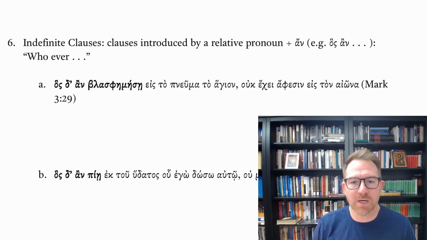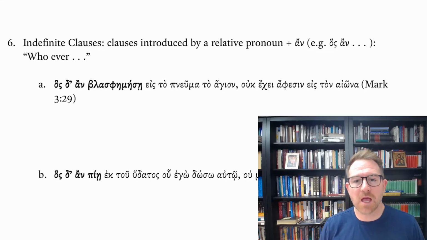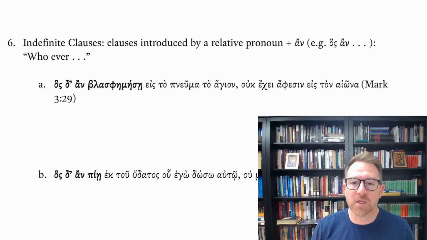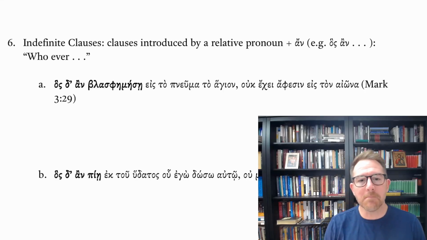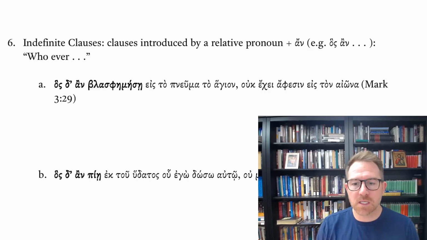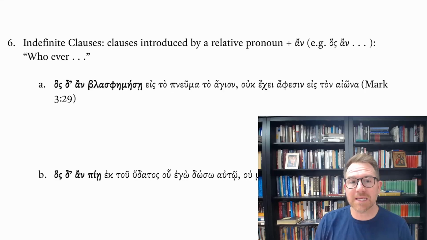eis to pneuma to hagion, ouk echei aphesin eis ton aiōna. Whoever blasphemes against the Spirit, the Holy One, against the Holy Spirit, does not have forgiveness into the age, or forever. So in this instance, the blasphēmēsē is, again, possibility. It's whoever might blaspheme. It's not saying whoever is currently blaspheming. It's saying whoever might. Future, this is sort of a blanket clause for whoever might do this.